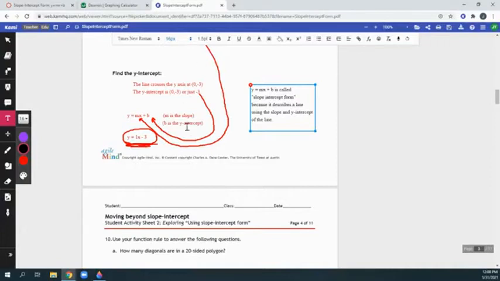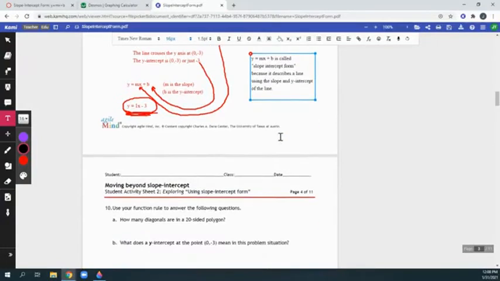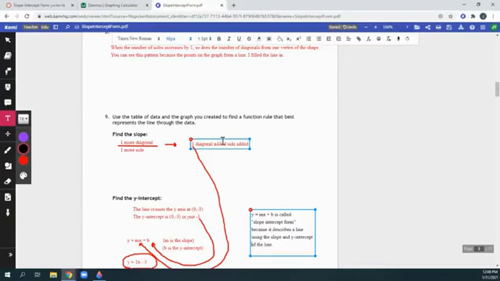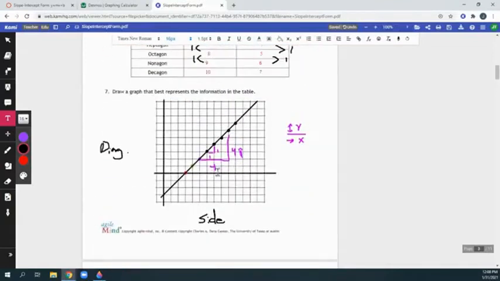Okay, that's an important thing to understand about that form. That's why slope-intercept form. We're going to use our function rule to answer the next question. Now, just so you understand, not all of these points work. What does this point actually even mean?